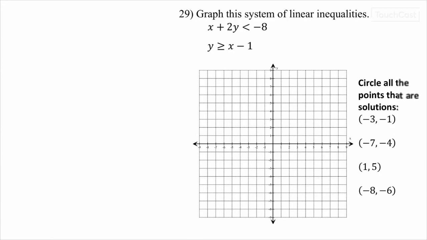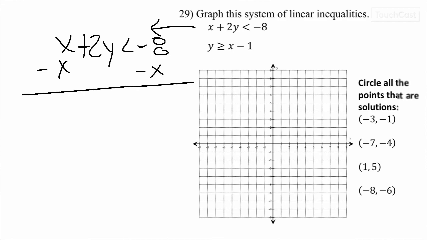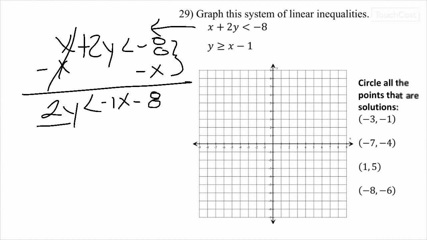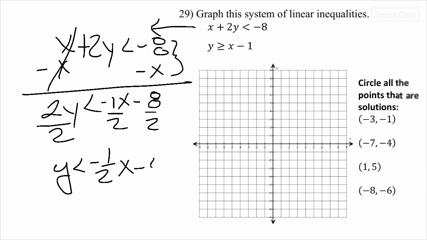I love graphing. But first, I need to take this top equation and solve it for y. But that's easy peasy lemon squeezy. Subtract the x. You always subtract the x first. They cancel. 2y is less than. And then again, these are not like terms, so I cannot combine them. But I do like writing the x first, and I do like putting the negative 1 in front. And then to get rid of the 2, I divide everything by 2. And then I get y is less than negative 1 over 2x minus 4.